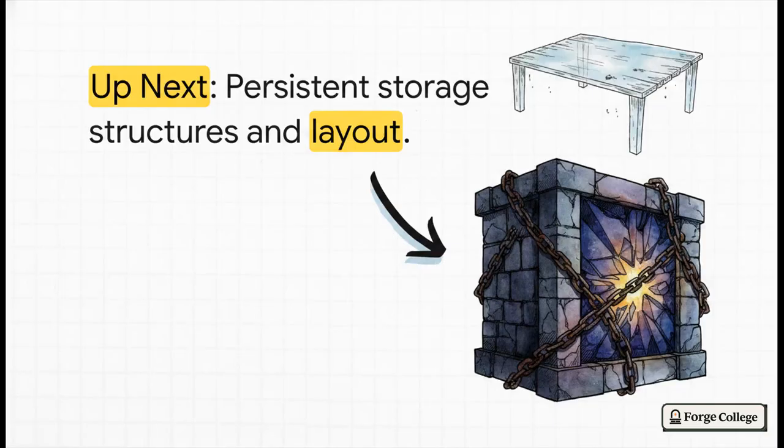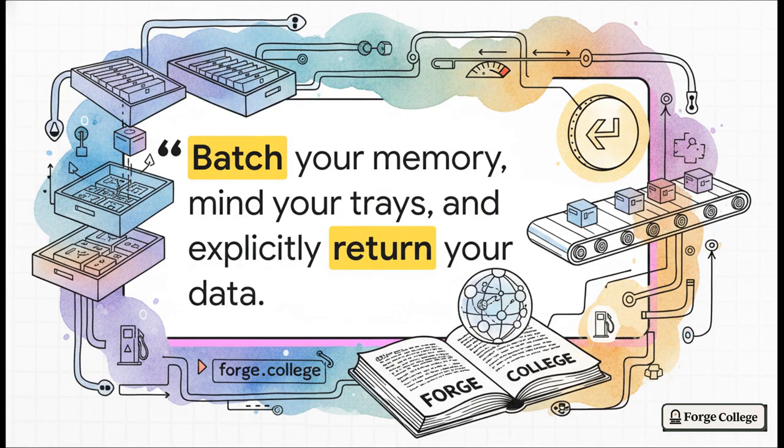Now that we've mastered this pop-up workbench, you might be wondering, what happens when we want data to live forever? Well, up next in our Ethereum Fundamentals track, we'll be diving into persistent storage structures and layout. We are going to contrast this cheap, ephemeral tabletop we just learned about with the highly permanent, incredibly expensive world of smart contract persistent storage. Trust me, you are not going to want to miss that transition. I'll leave you with this final summarizing thought. Batch your memory, mind your trays, and explicitly return your data. Living by this mantra will save you endless amounts of gas on your ephemeral tabletop. But if memory just vanishes the second your function ends, how do smart contracts actually remember your token balances forever, and at what monumental cost? Well, we'll uncover all of that in the next explainer.